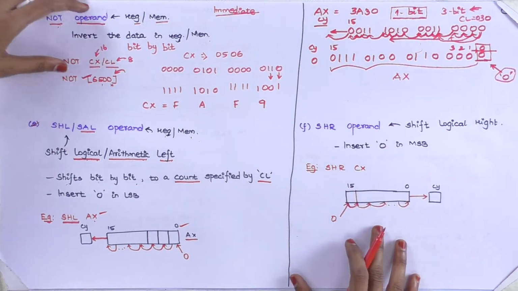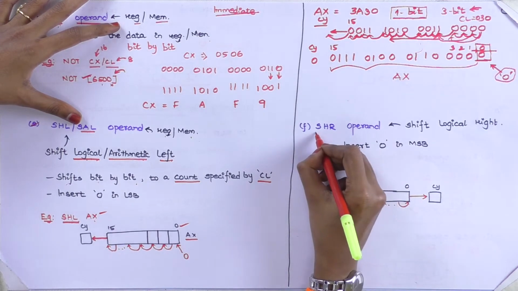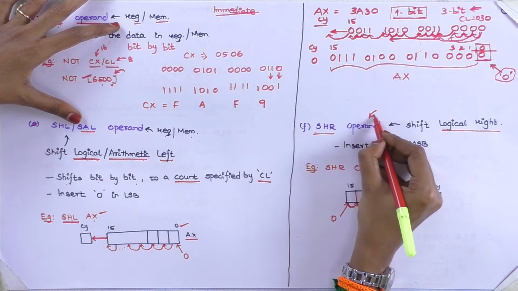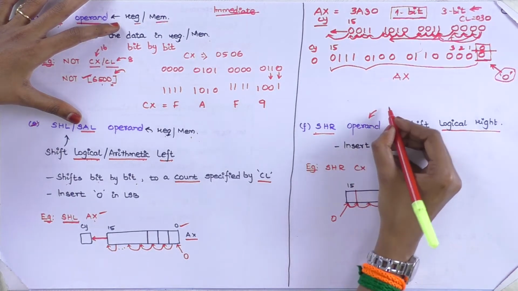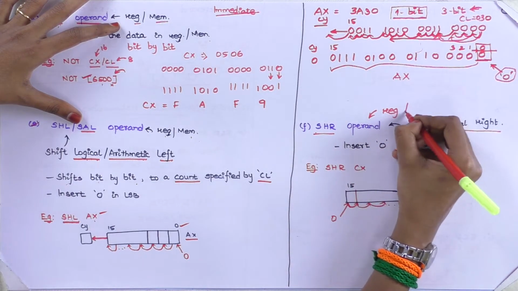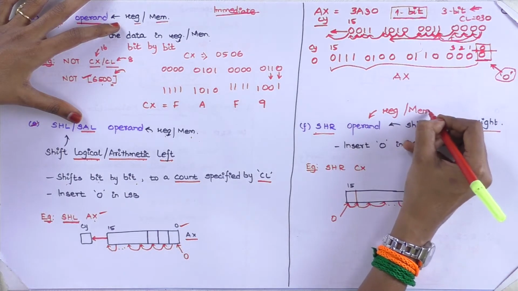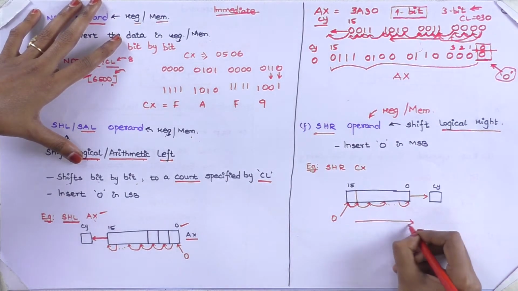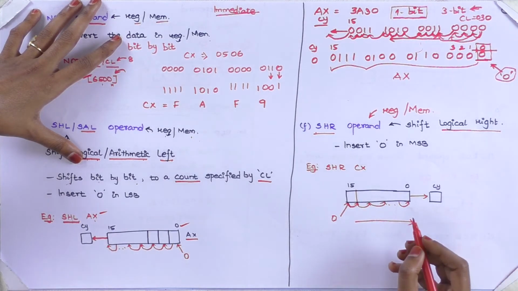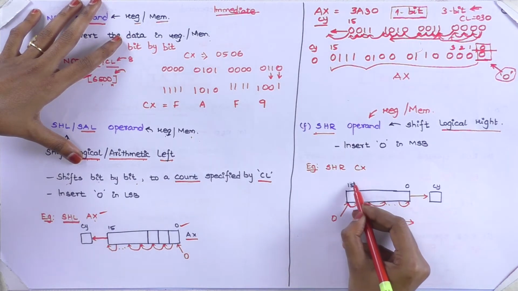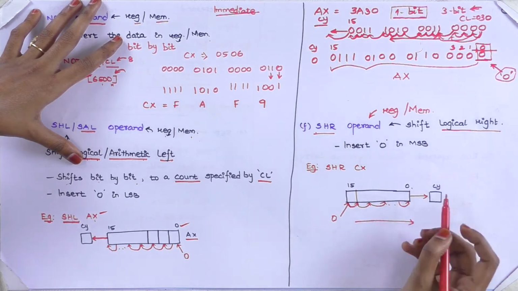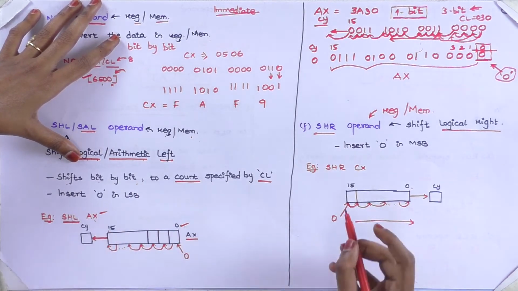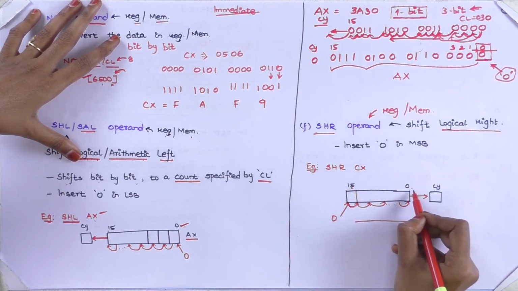Fine. So the next instruction is shift logical right, SHR, and then you have to mention the operand. So as I have already told you, the operand can be a register or it can be from a memory location. Okay. So here you are going to shift to the right side. Fine. So from most significant bit to least significant bit. So when you perform left, it will be from least to most. So here right, so it is most to least.